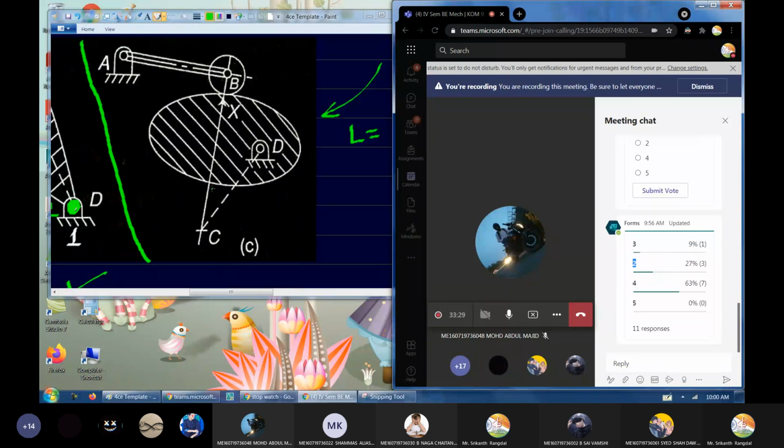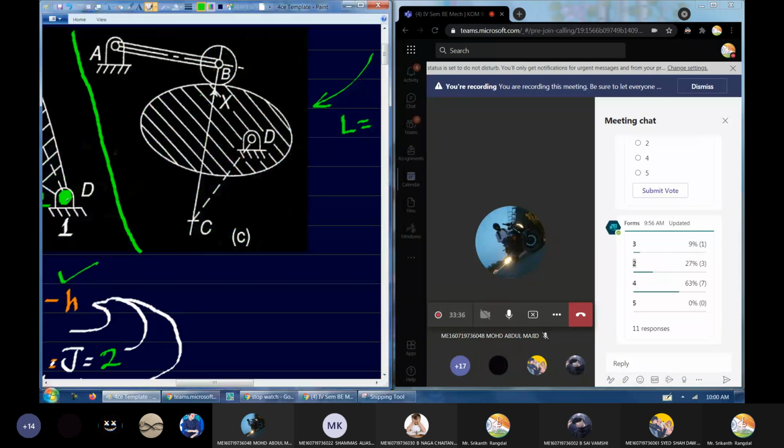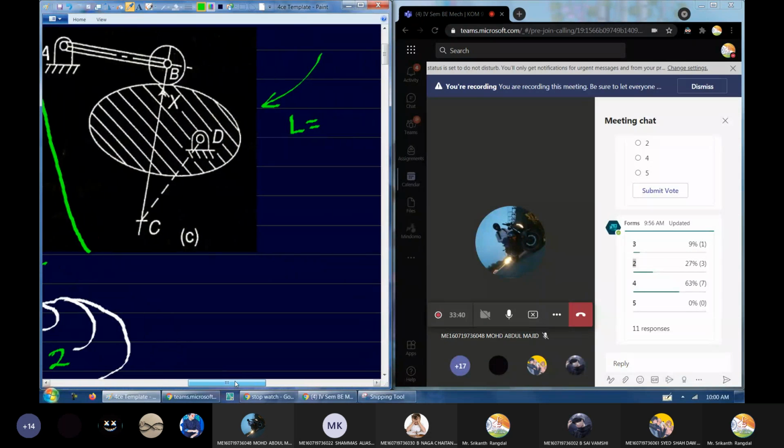Wow. Okay, now let us solve this problem. Let us now solve this problem and let us see how many links are actually there in this. Okay, ready? Okay, so I'll use the green color. Green color, I'll use it for joints.